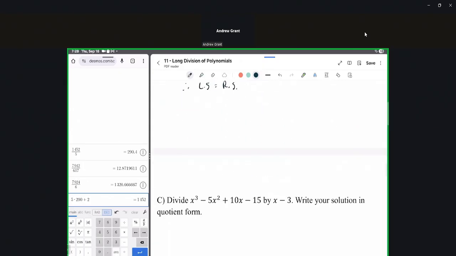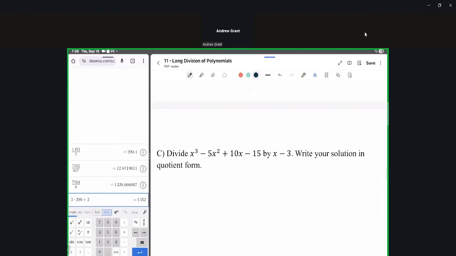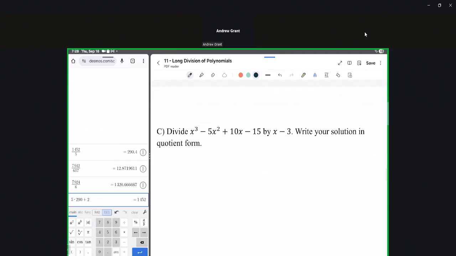So the question was, is there anything special about using quadratics? No, quadratics are shorter, which is why we started with them. But really what we want to be doing is taking cubics and quartics and dividing by something. So we're going to take x cubed, or x to the power of 3, minus 5x squared, plus 10x, minus 15. And we want to divide that by x minus 3.